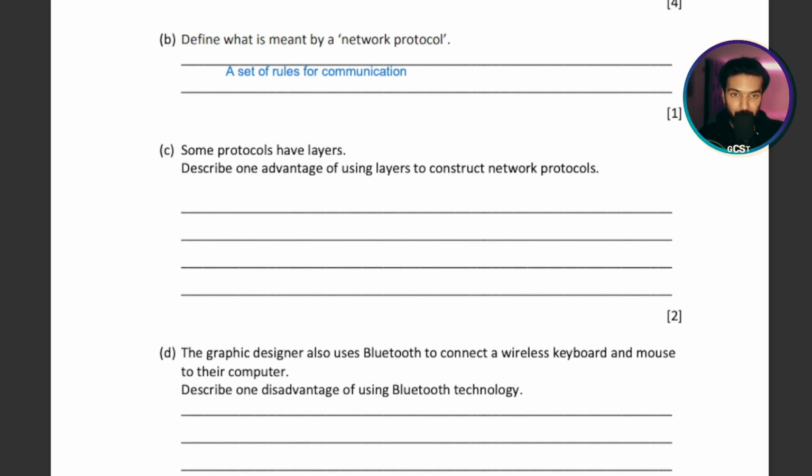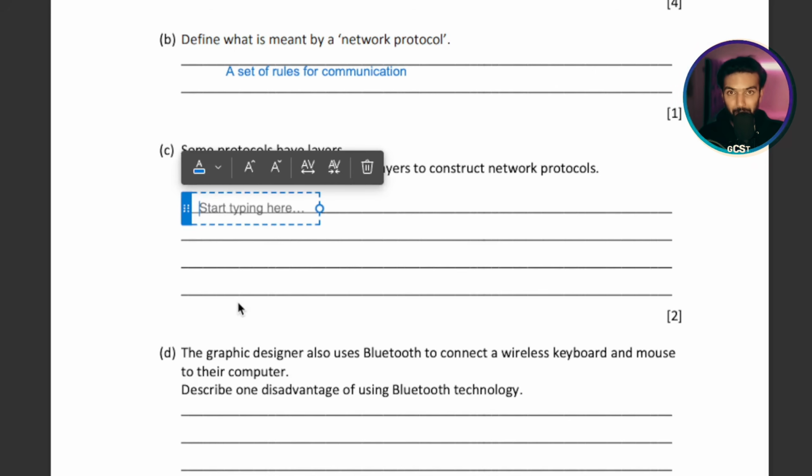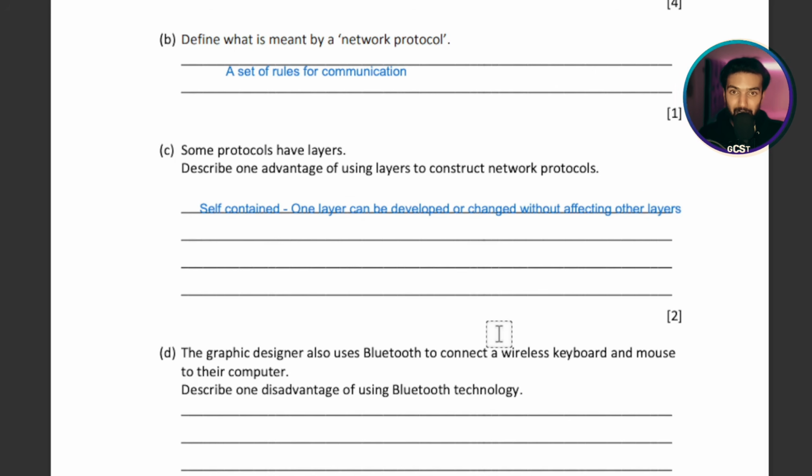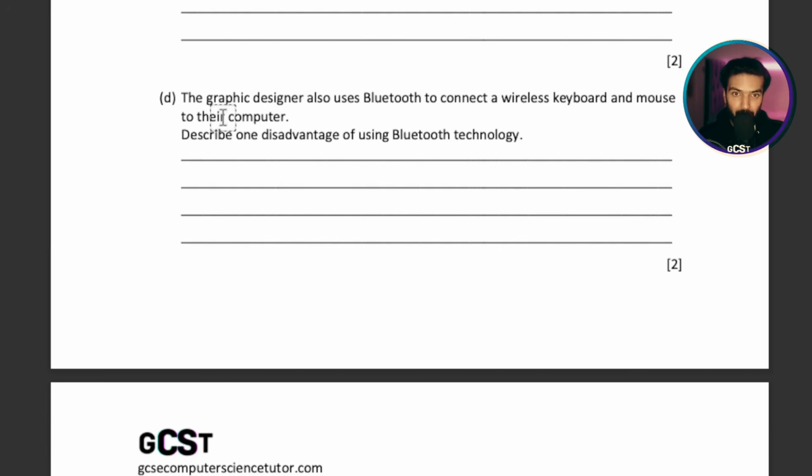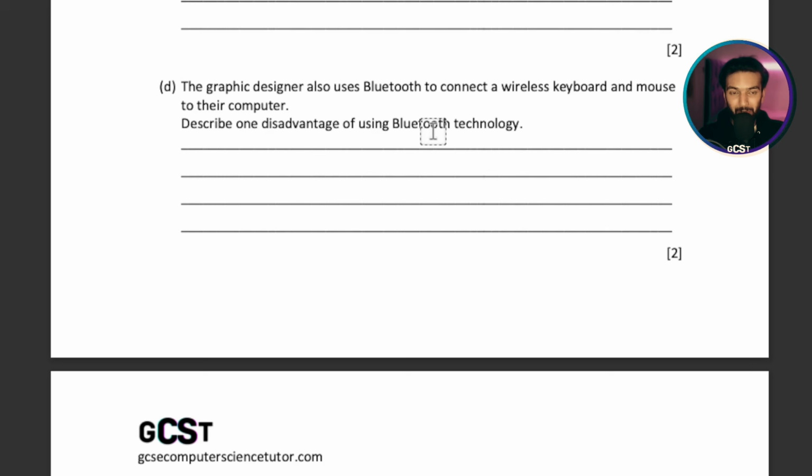Now, part C, some protocols have layers. What is an advantage of using layers? Pretty standard question that you should have memorized or learnt by doing all of these past papers. Self-contained. This means one layer can be developed or changed without affecting other layers. This is a new question actually, because there's not actually been a Bluetooth question before, and surprisingly, 2025 might be the first year that we get a Bluetooth question.